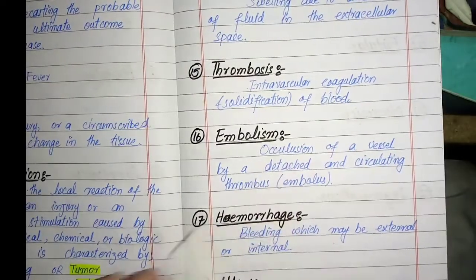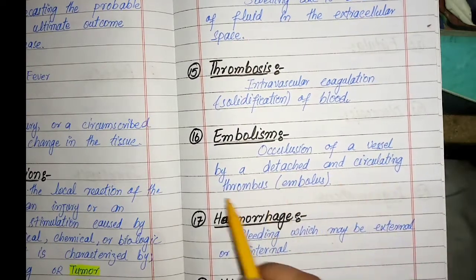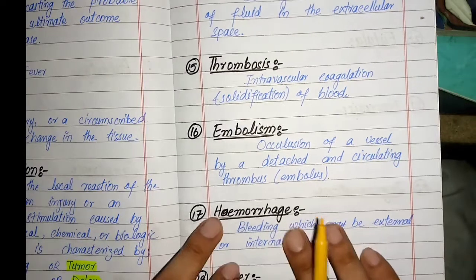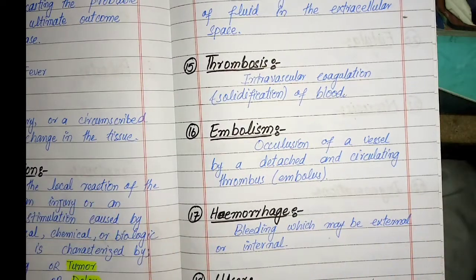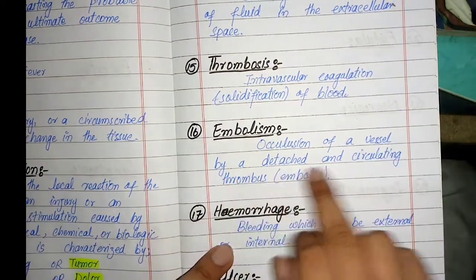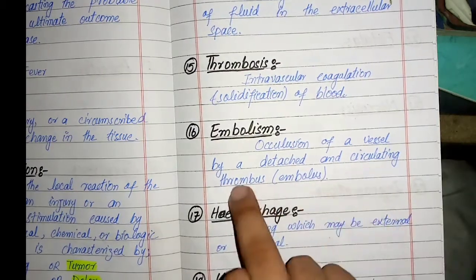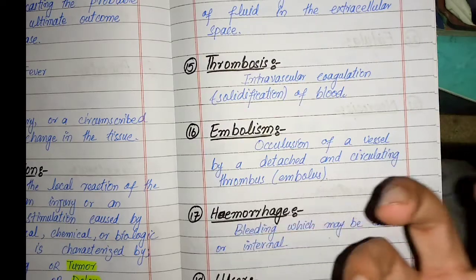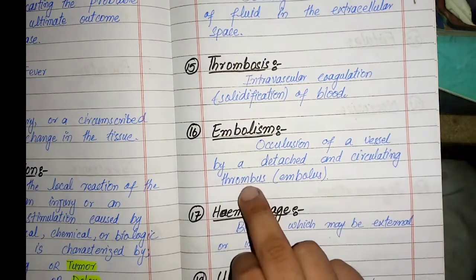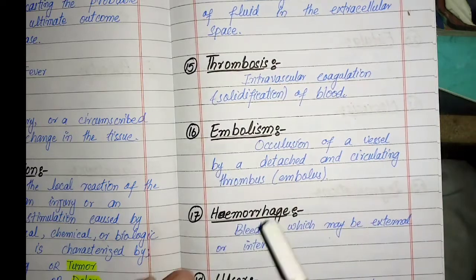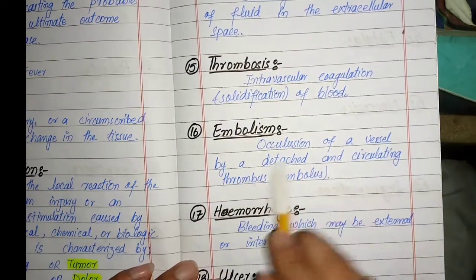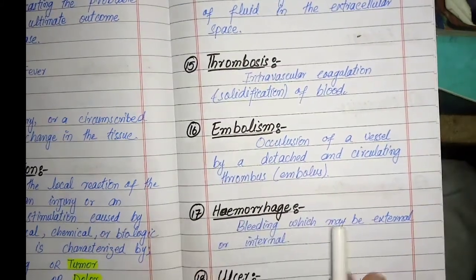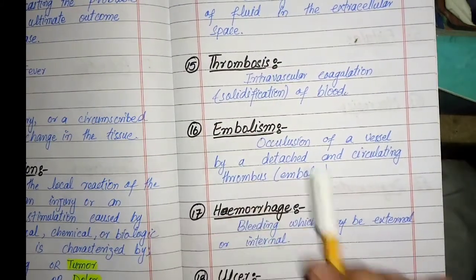So what is embolism? Embolism is occlusion of vessels by a detached or circulating thrombus. Whenever a blockage of the vessels occurs due to an embolus or circulating thrombus, that phenomenon and that blockage due to blood coagulation is called embolism, right? That coagulated blood which blocks the blood vessel is called the embolus, and the phenomenon is called embolism, right?